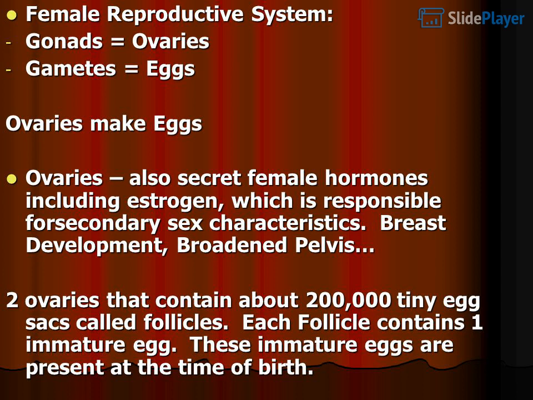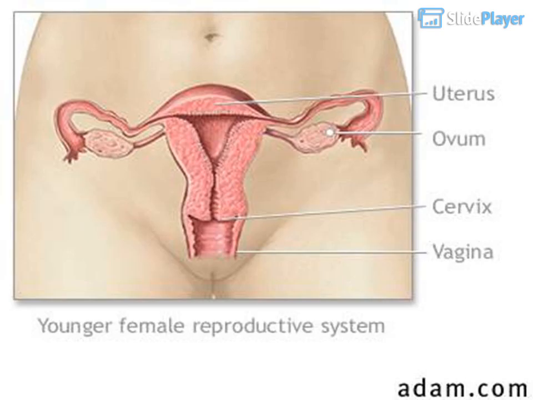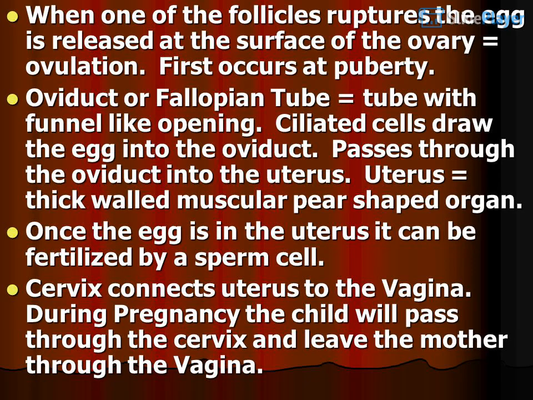There are two ovaries that contain about 200,000 tiny egg sacs called follicles. Each follicle contains one immature egg. These immature eggs are present at the time of birth. When one of the follicles ruptures, the egg is released from the surface of the ovary. This is ovulation, which first occurs at puberty.